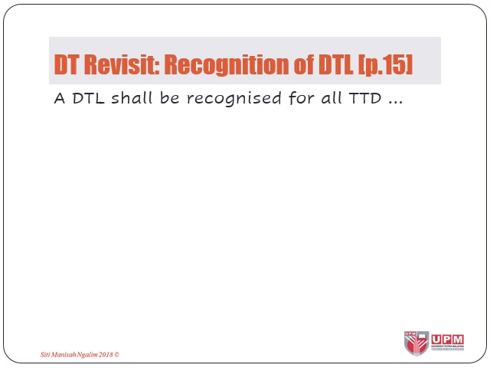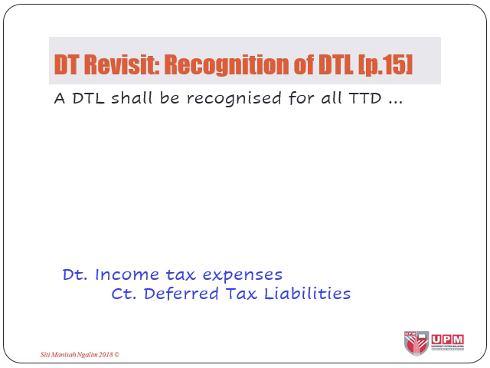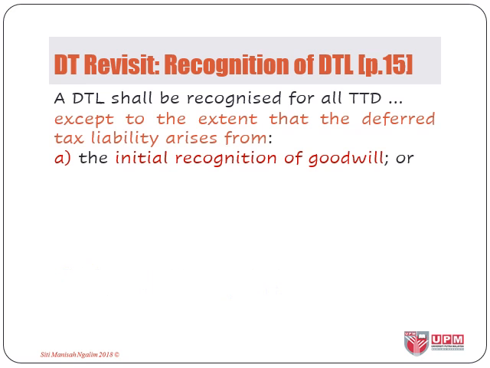As per paragraph 15, we are required to recognize deferred tax liability for all taxable temporary differences, and so we debit tax expense and credit deferred tax liability, except when the DTL arises from initial recognition of goodwill in a business combination, and that can only happen if there is a temporary difference arising from differences between book goodwill and tax goodwill, and also, of course, differences between accounting rules and tax rules on goodwill.